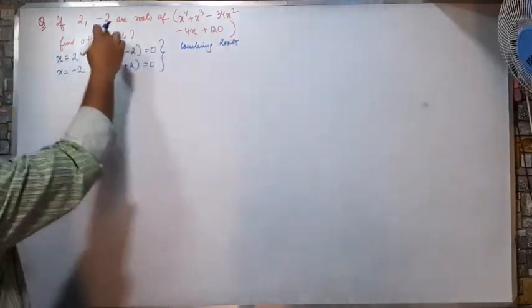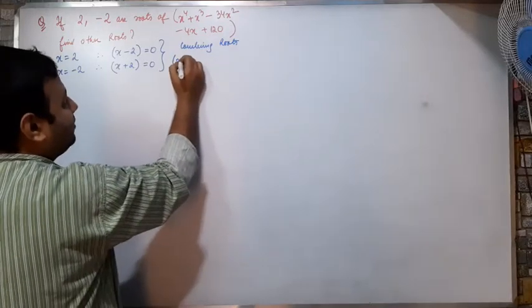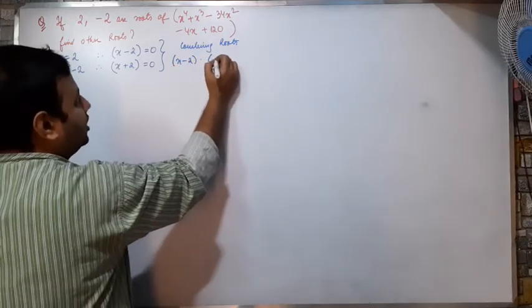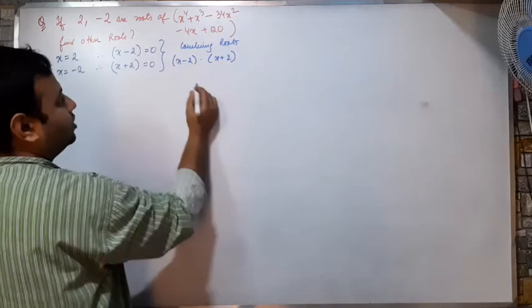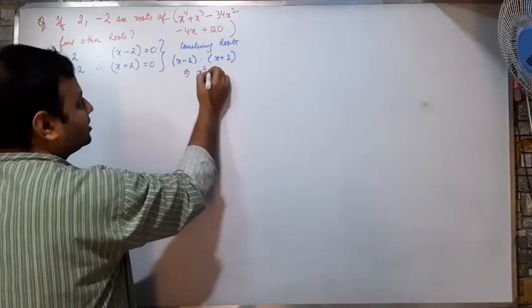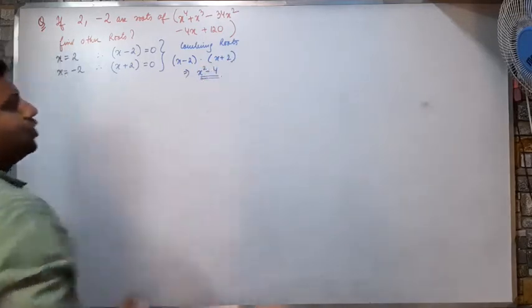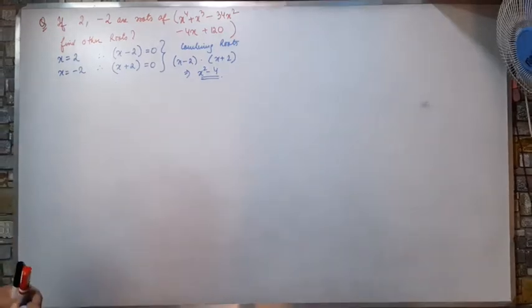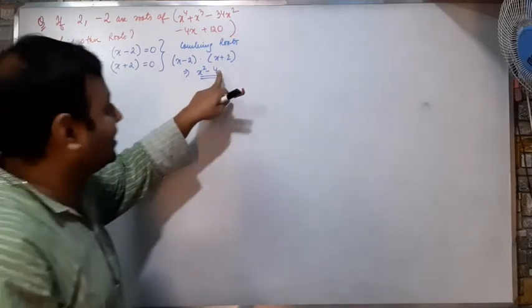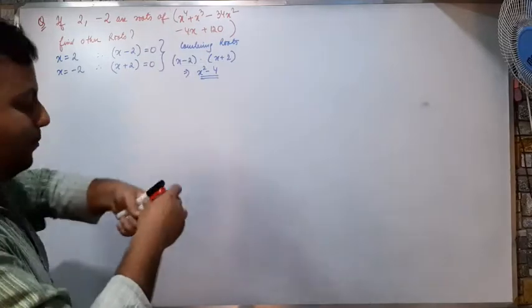By multiplying the roots. What are those? You will multiply x - 2 into x + 2. The answer is x² - 4. So you have got the product. Now you will divide the given product with the polynomial like this.